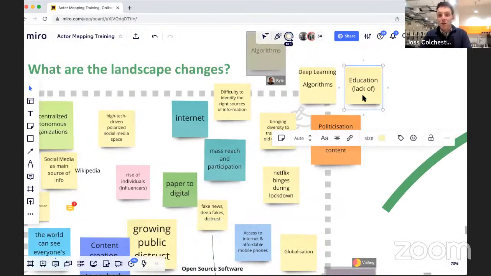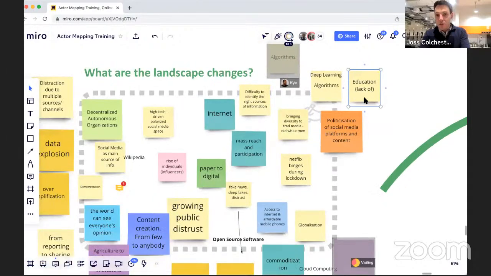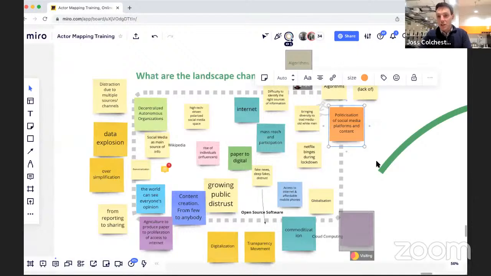Yeah, it's an interesting one, isn't it? Are we becoming more educated so we can deal with more information and make sense of it and so forth? There probably are some changes there. So politicization of social media platforms and content.